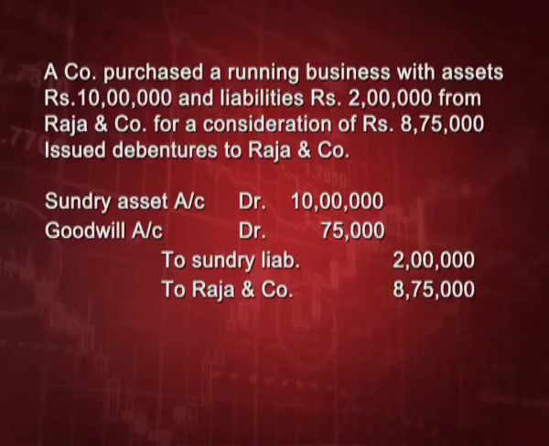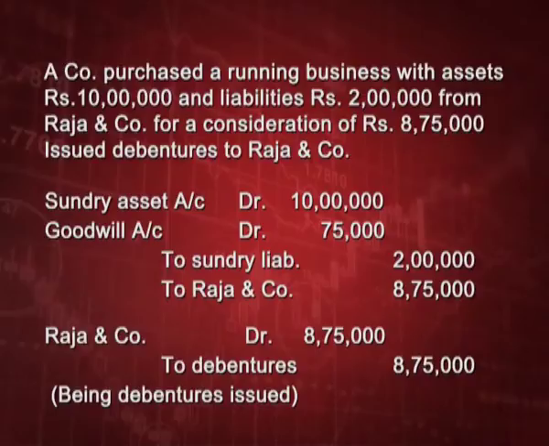And when we issue debentures to them, the entry will be Raja and Company debit 8,75,000 to debentures 8,75,000, being debentures issued. Please remember, narrations are very important and you have to write them with all entries.